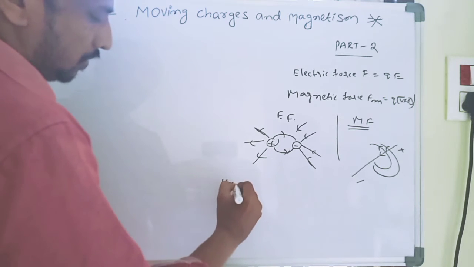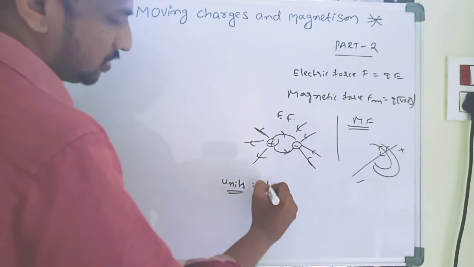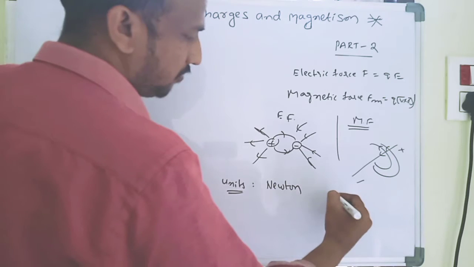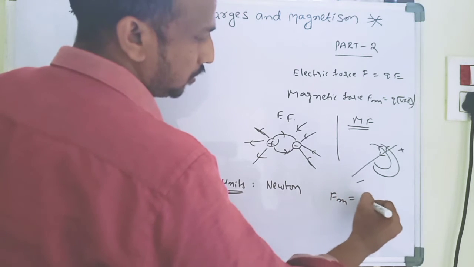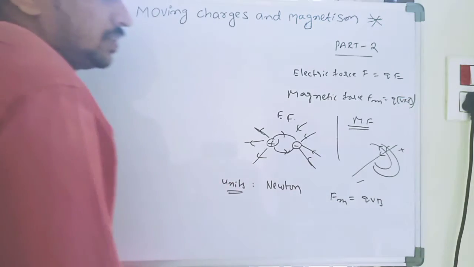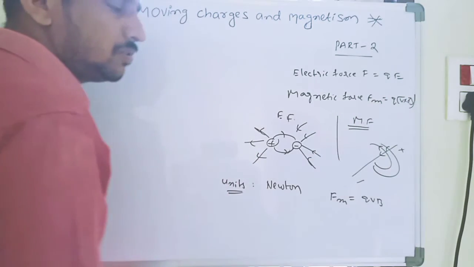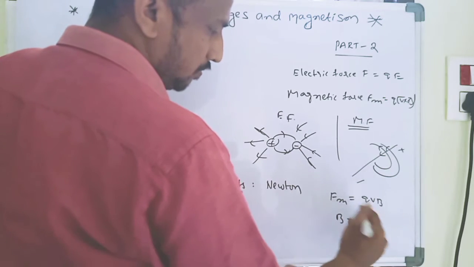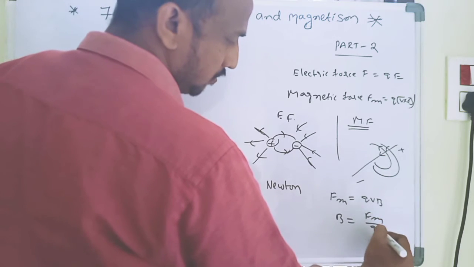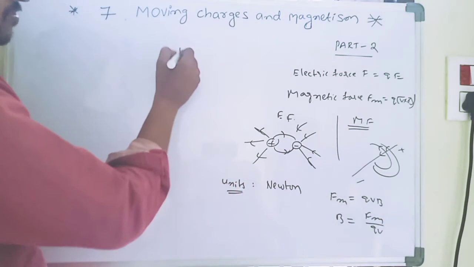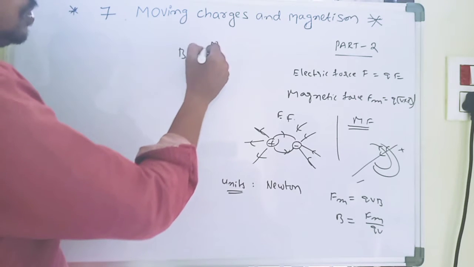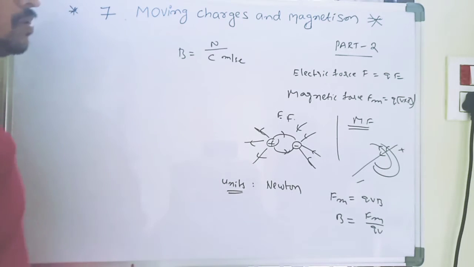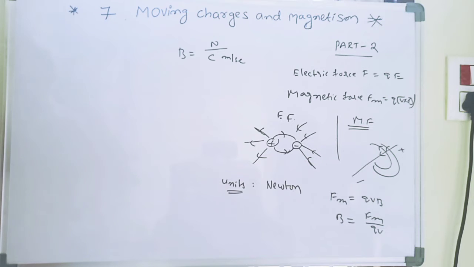Here, the unit of electric field is newtons per coulomb. And for magnetic force, Fm equals Q into V B, because V cross B is VB sin theta, and we take theta equal to 90 degrees. So Fm equals QVB. B equals what? B equals Fm by Q V. So what are the units of B? B is newton by coulomb meter per second. Newton by coulomb meter per second is the unit.